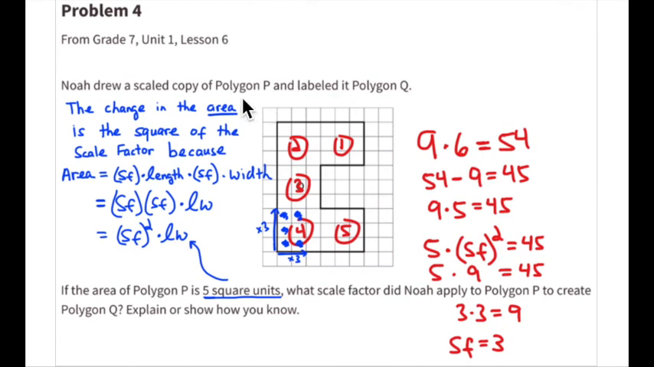All right, so Noah drew a scale copy of polygon P and labeled it polygon Q. This is polygon Q. I kind of covered it up there. And so the change in the area is the square of the scale factor. So he's going to take polygon P, which is actually the small one right here, and that's going to be scaled up. And they want to know if the area of polygon P is 5 square units, right here, 1, 2, 3, 4, 5, what's the scale factor? What scale factor did Noah apply to polygon P to create polygon Q?